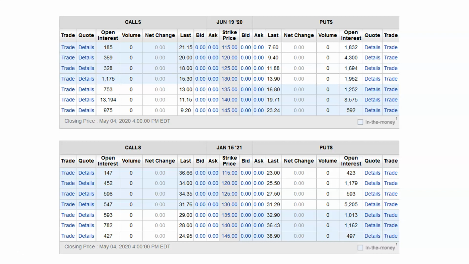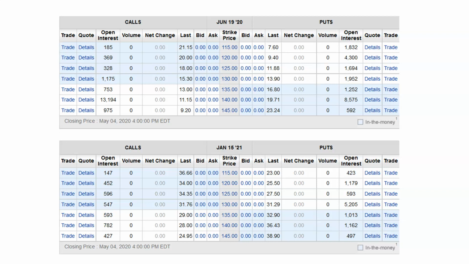Okay, so what we've got here are two different sets of call and put options for the same stock for two different time periods. Up top, we've got June 2020 options expiring June 19th, and then down below, we've got the options expiring January 15th, 2021, right? Same set of strike prices that you see. On the left, we have calls. On the right, we have puts, all right?